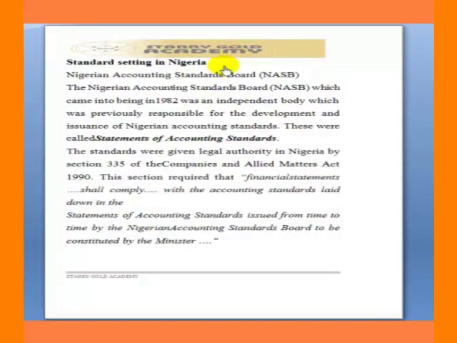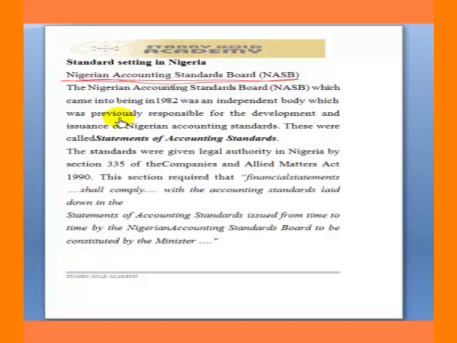Okay, so now the standard setting in Nigeria. Prior to June 2011, all accounting standards in Nigeria were being set by the Nigeria Accounting Standard Board, NASB. They were responsible for setting the standards in Nigeria then. But now that we don't have NASB again, it means that Nigeria no longer sets the accounting standards.